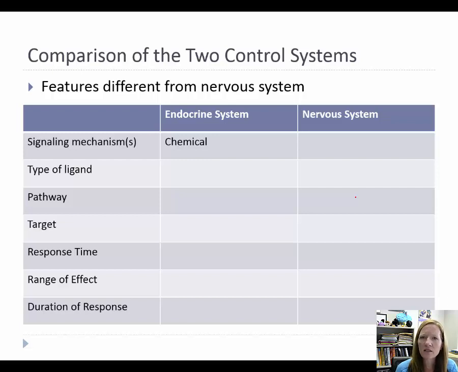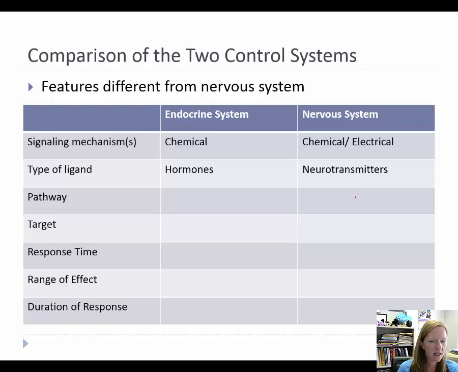The nervous system does that same thing as well, right? And you're thinking, well, I thought we were looking at differences. Well, we are looking at differences. Yeah, they both use chemicals, but remember the nervous system also has that electrical component, that action potential that travels down the axon to actually release that chemical. Let's take a look at the type of ligand. We already talked about these. Hormone for the endocrine system, neurotransmitter for the nervous system, so you guys know that.